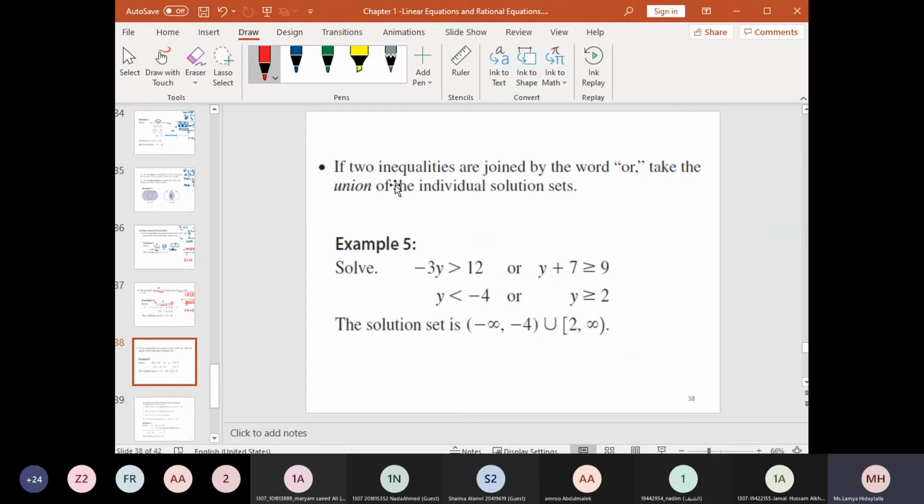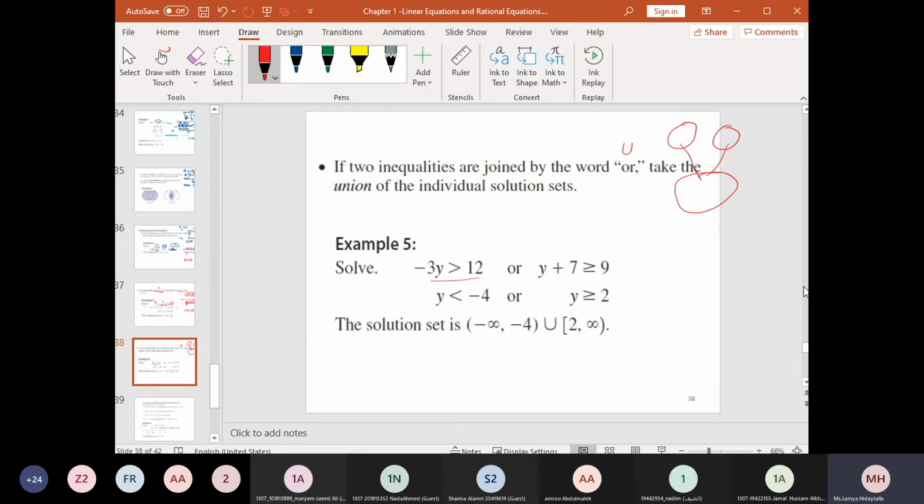If two inequalities are joined by or, or is the union, to have them all together, correct? We said or is the union. So if I have this set and this set, I put all the elements in one bigger set for the union. Yes. Now if we have -3y is greater than 12.